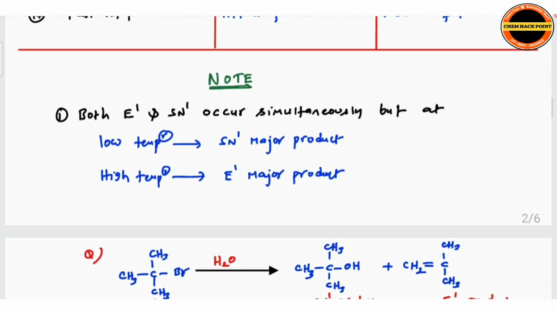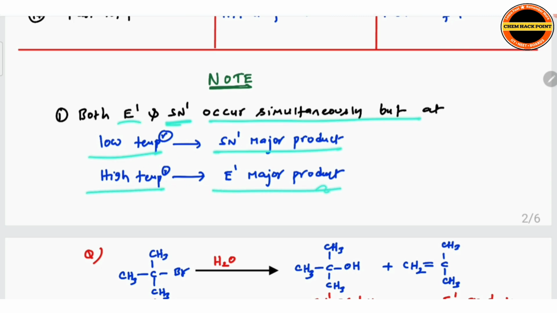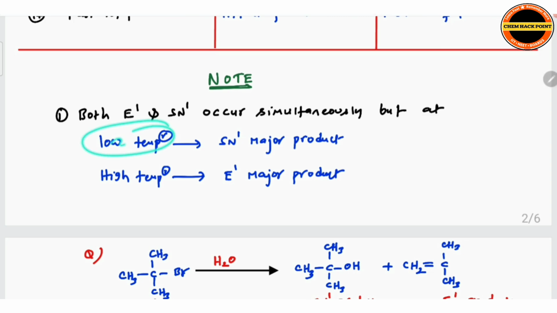See here, both SN1 and E1 occur simultaneously, but at low temperature SN1 is the major product, and at high temperature E1 is the major product. So both reactions occur simultaneously, but which decides the major product and minor product? Low temperature favors SN1, high temperature favors E1.